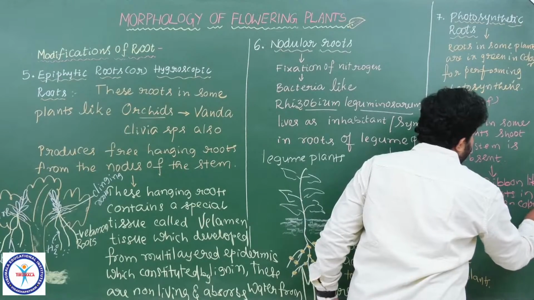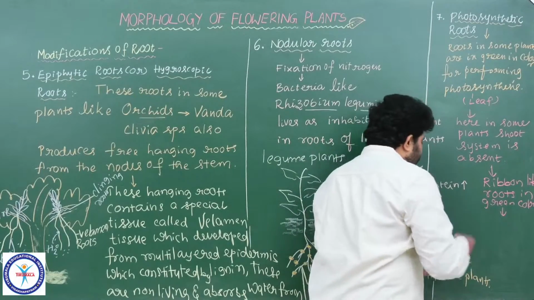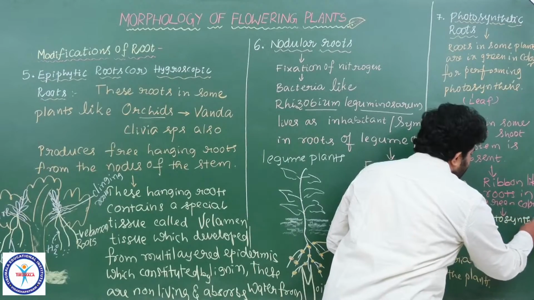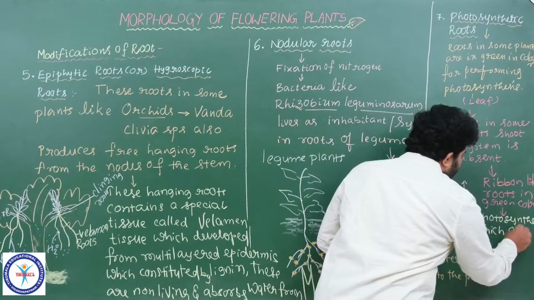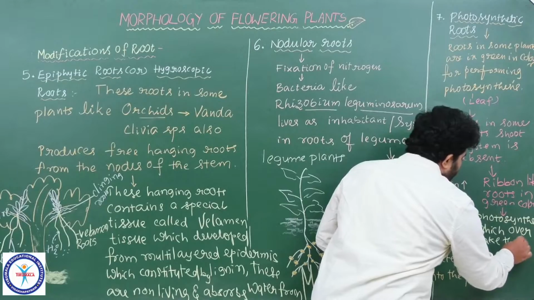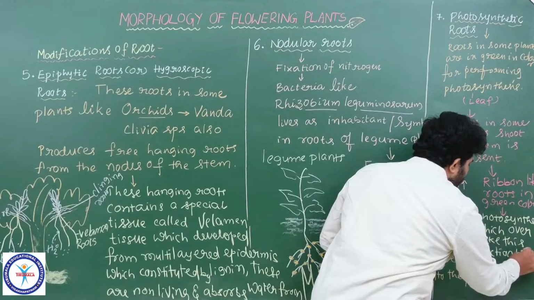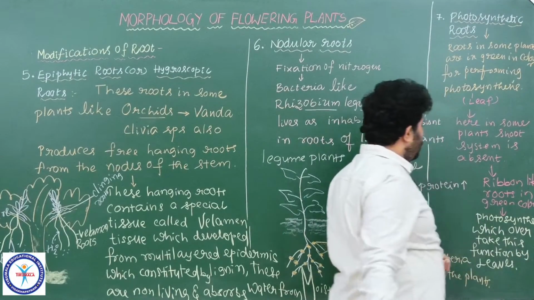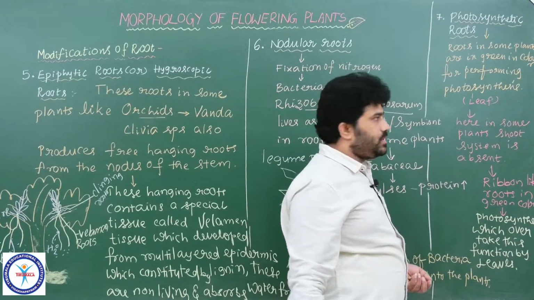They are produced for conducting the process of photosynthesis, taking over this function from the leaves, because they have no leaves. Now got the point? This type of roots is specially called photosynthetic roots.